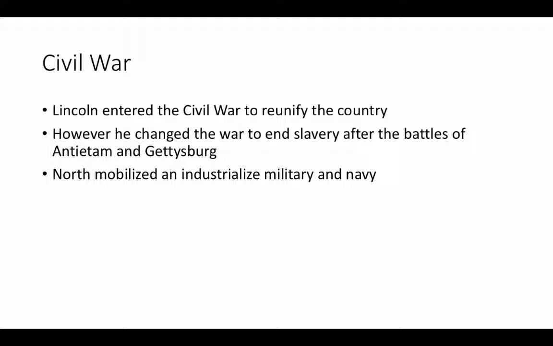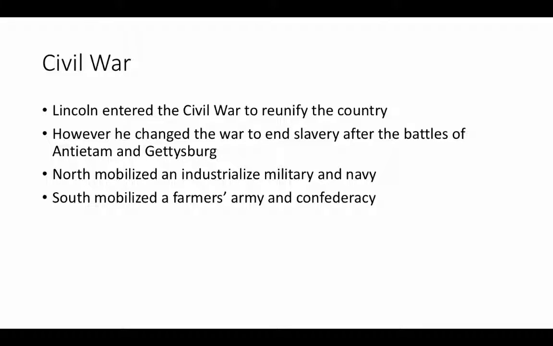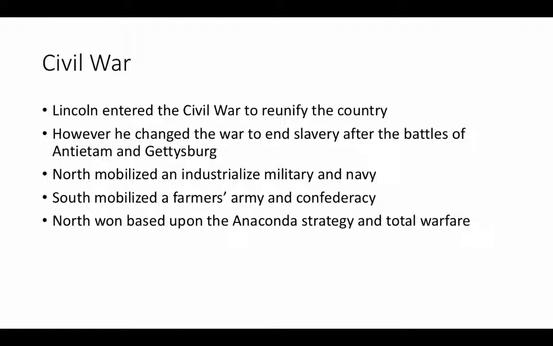The North at the time was able to win the war because it mobilized and industrialized a massive military navy. In fact, their industrial navy was able to blockade the South from being able to get resources from outside of the country. The South, on the other hand, did have an advantage. Their advantage was mobilizing a farmers' army and confederacy that believed in the need to defend their honor. The North eventually was going to win based upon the Anaconda strategy and total warfare.